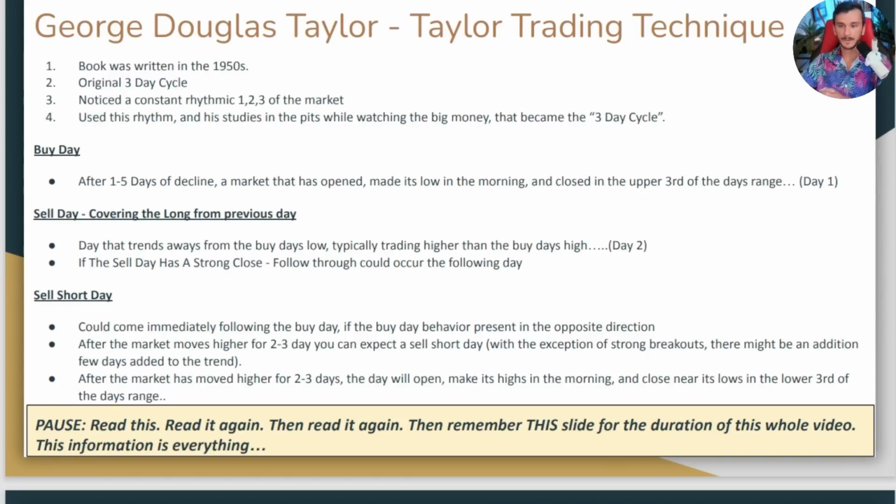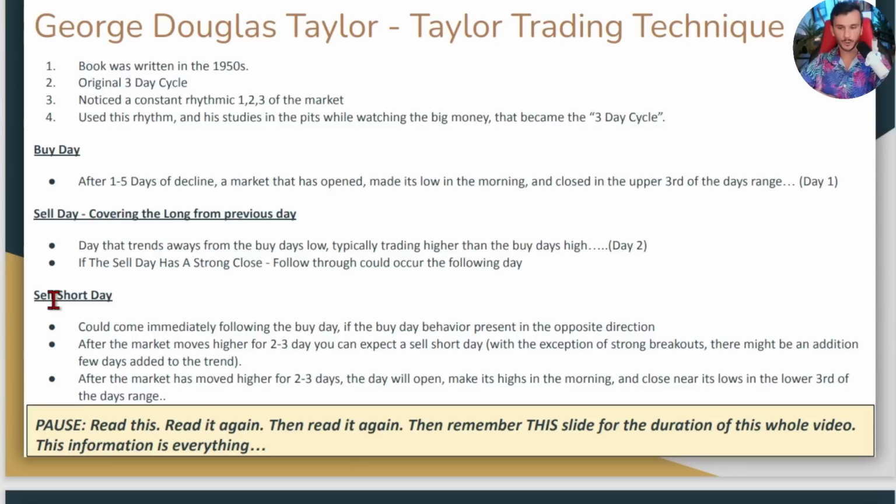So, buy day. His definition of the buy day would be after 1 to 5 days of decline, a market that has opened, made a low in the morning, and closed in the upper third of the day's range. On the following day, you might have a sell day, or you should have a sell day where the market has rallied from that buy day high or traded higher, and then you're covering your long positions on that day. A day that trends away from the buy day lows, typically trading higher than the buy day high. If the sell day has a strong close, follow through could occur the following day. I want you to remember that line right there specifically.